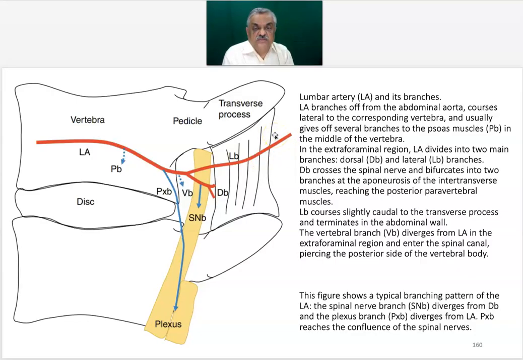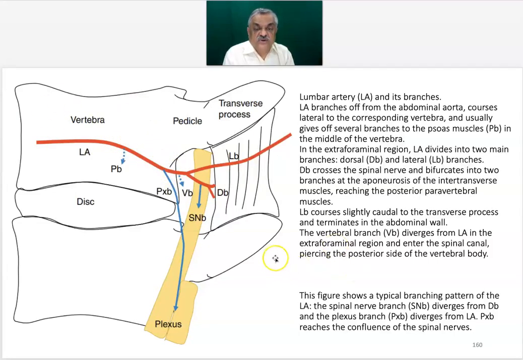Now the vertebral branch diverges from the lumbar artery, this is the vertebral branch, and in the extraforaminal region enters the spinal canal and pierces the mid-posterior part of the body where it supplies the vertebra as a nutrient artery.